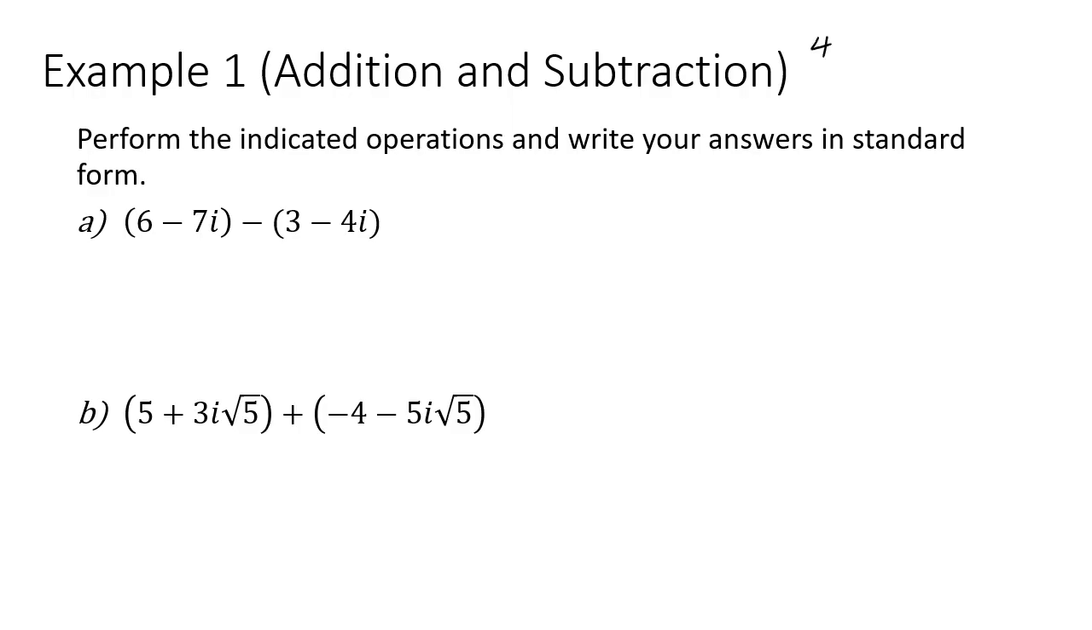Just like if you have a 4x and you wanted to add to that a 3x, that would give you a 7x. We treat i the same way. So if you have a 4i plus 3i, that would give you a total of 7i. So you basically combine the real parts of the complex numbers together, and you combine the imaginary parts of the complex numbers together. So with that said, try taking a minute to pause the video and see if you can find the solutions to example 1.